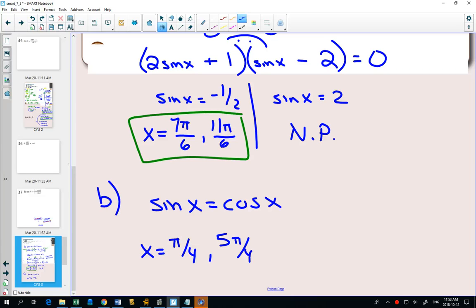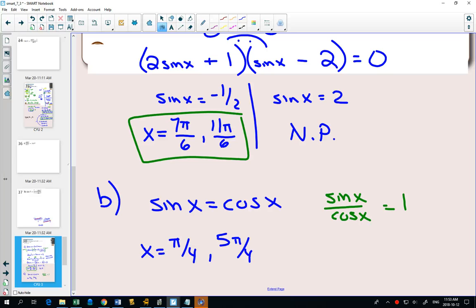If you wanted to use a strategy where you got this to a single trig function, watch what happens if I divide both sides by cosine. On this side, I'd get sine over cos. On this side, I would get 1. What could I change sine over cos to? Tan.